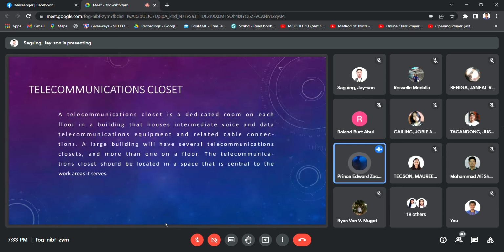Telecommunications closet. A telecommunications closet is a dedicated room on each floor in a building that houses intermediate voice and data telecommunications equipment and related cable connections. A large building will have several telecommunications closets, and more than one on a floor. The telecommunications closet should be located in a space that is central to the work areas it serves. So next.